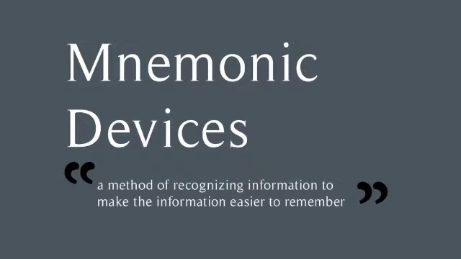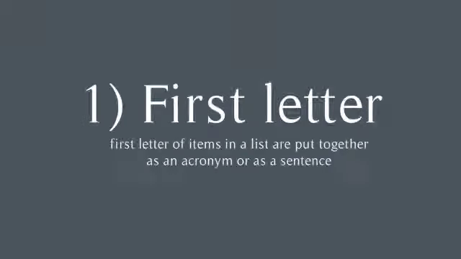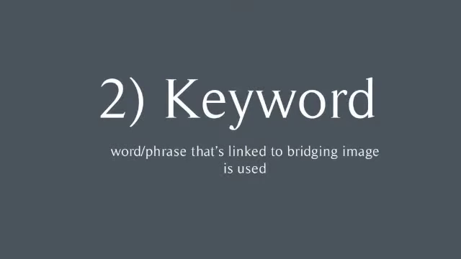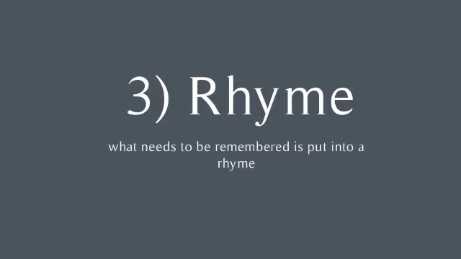Next, we move to mnemonic devices, a method of organizing information to make the information easier to remember. There are four examples of this. First is first letter. First letters of items in a list are put together as an acronym or as a sentence. For example, please excuse my dear Aunt Sally for the order of arithmetic operations. The next is keyword. A word or phrase that is linked to a bridging image is used. For example, Aflac, a company name that sounds like quack, so it uses an image of a duck. Number 3 is rhyme. What needs to be remembered is put into a rhyme. Example, I before E except after C.